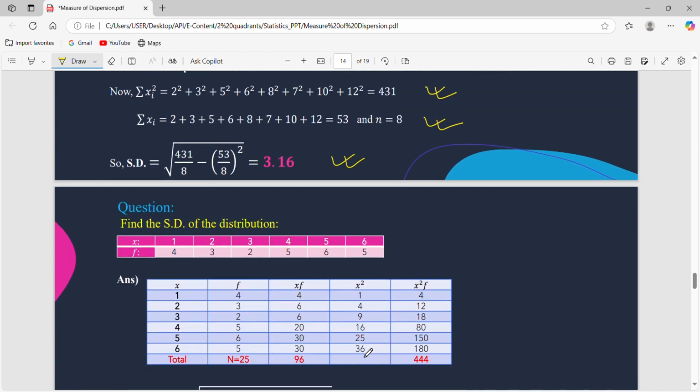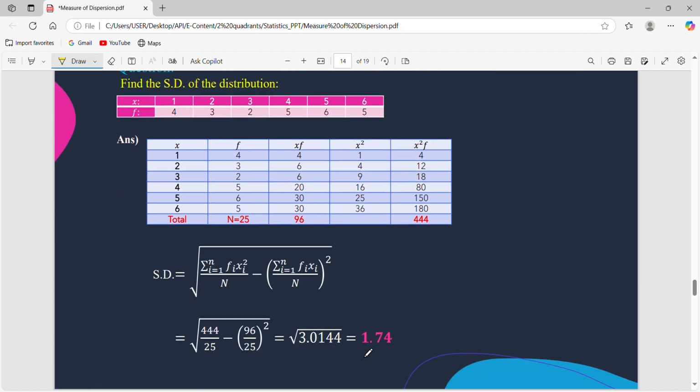Next is find the standard deviation of the distribution, where x equals 1, 2, 3, 4, 5, 6 and corresponding frequencies are given. So here we have to apply the second case, and here is the formula. Keep in mind, here we have observations as well as frequencies, so formula 2 is applicable. Accordingly we will find the value, and the value is 1.74.